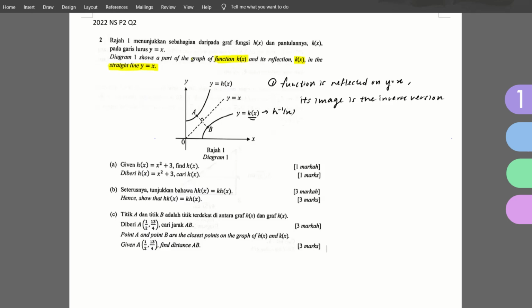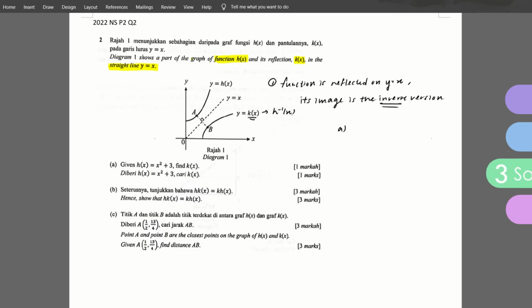When a function is reflected on the y equals x line, or using y equals x as the mirror, the image it produces will be the inverse. Going into question A, we are given h of x equals x squared plus 3, and we need to find function k. Here it means we need to find the inverse function, since k is h inverse.